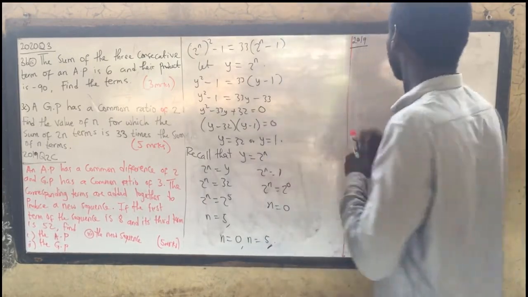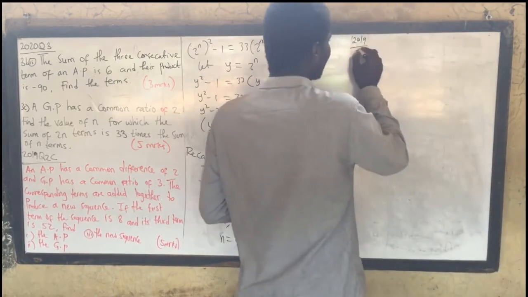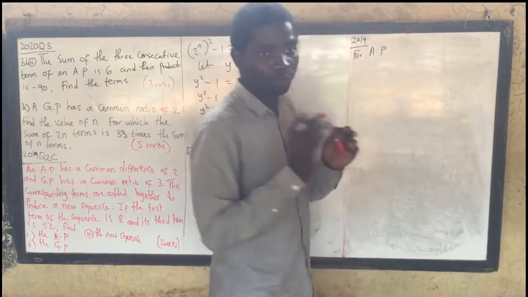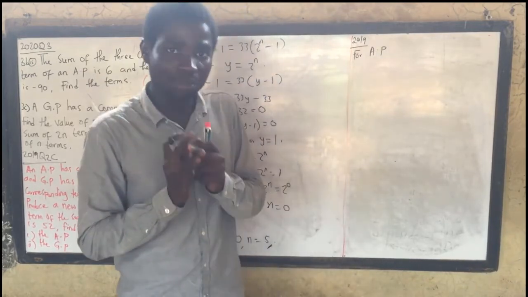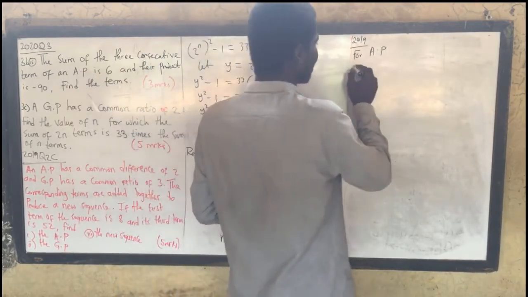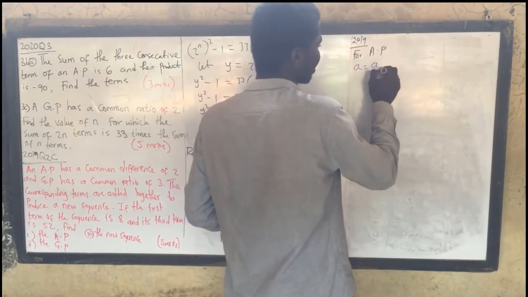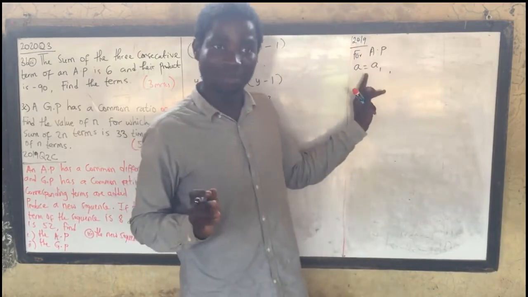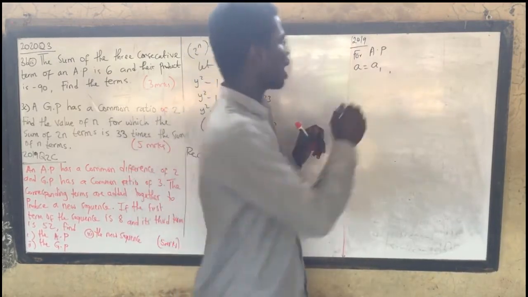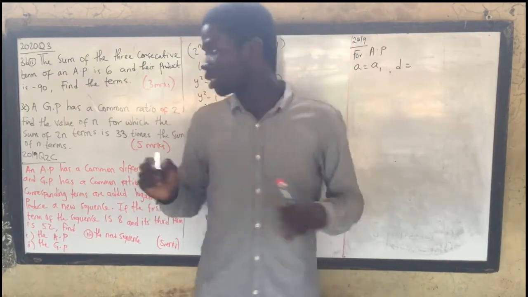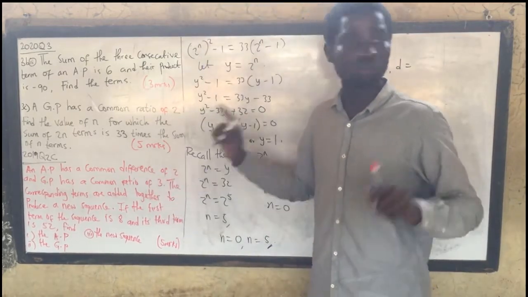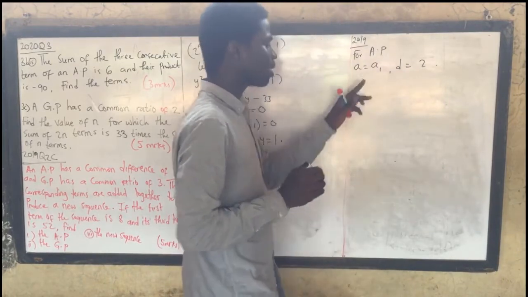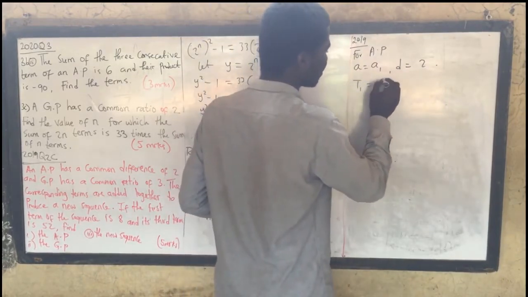Look at what will happen. Since I have two sequences, I have an AP and I have a GP. Now for the AP, let the first term be A1 so that I will be able to differentiate it from the GP. The common difference is 2, so D is 2, right? The first term of this AP is A1.